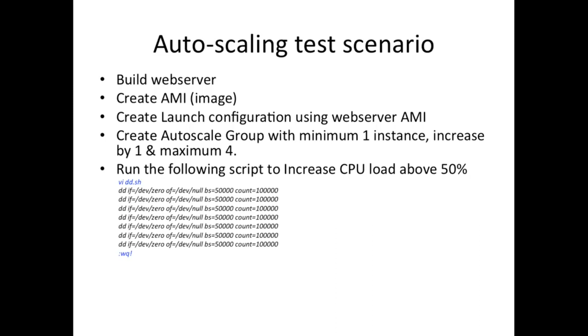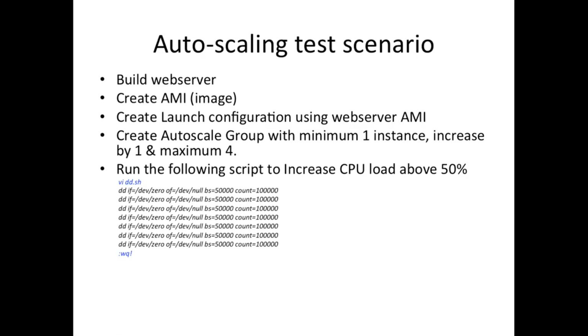So I already launched an EC2 instance and started Apache's HTTP service. That's my simple web server running. With that web server, I created an AMI. So this is a working web server, and I created an AMI. That's the kind of prerequisite.